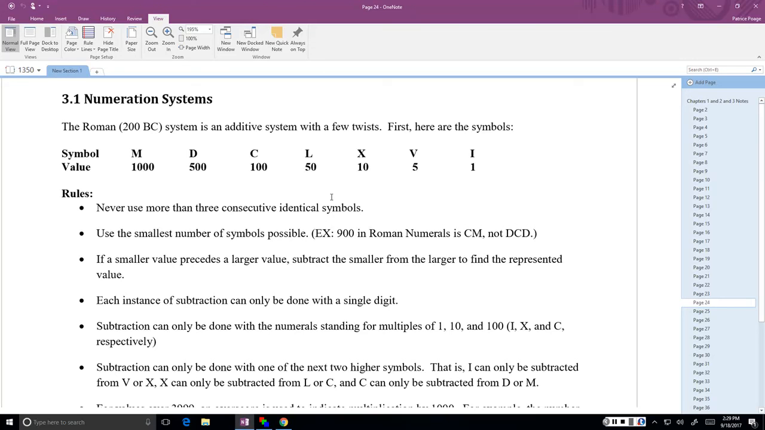Subtraction can only be done with I, X, and C. So you can't subtract V or L or D. You can't subtract anything except I, X, and C. I know, you're like, how in the world am I going to remember this? You will. Subtraction can only be done with one of the next 2 higher symbols. That is, I can only be subtracted from V and X. You can't subtract I from L and say, oh, that's 49. You're not allowed to. You can only subtract it from 2 ahead of it. Okay.